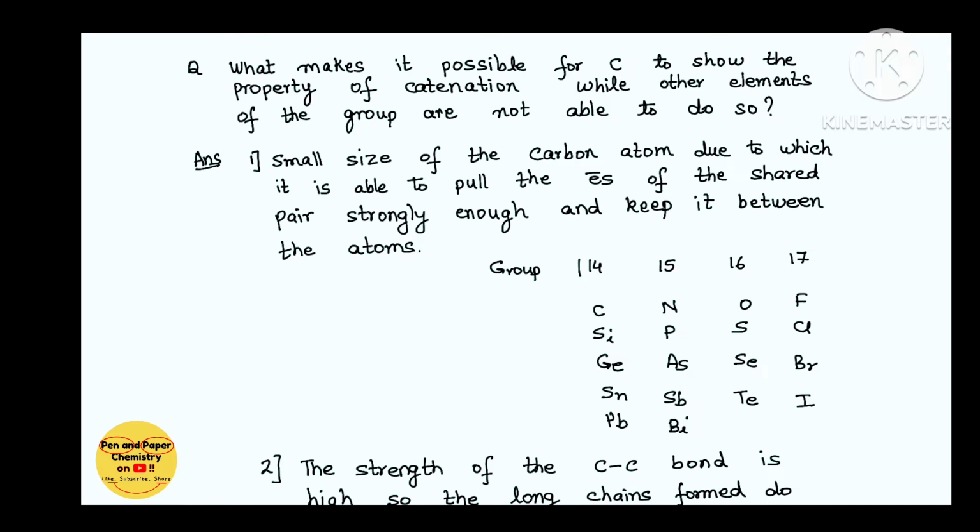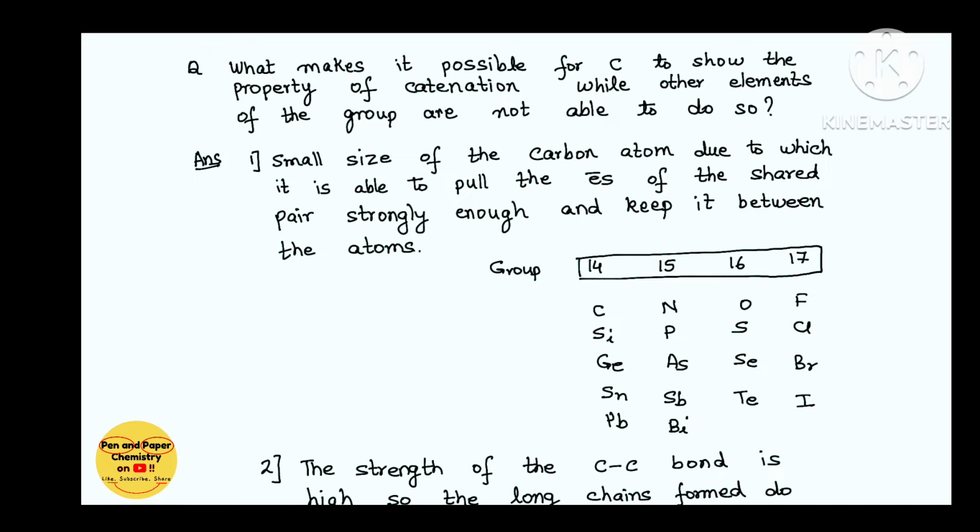A very interesting question arises here. What makes it possible only for carbon? You see, under group 14 we have other elements as well: silicon, germanium, tin, lead. In fact, there are elements after this, there are elements before this. I am talking about group 14 in the periodic table. As students of chemistry, you should have a periodic table pasted close to your study area so that you can refer to it.